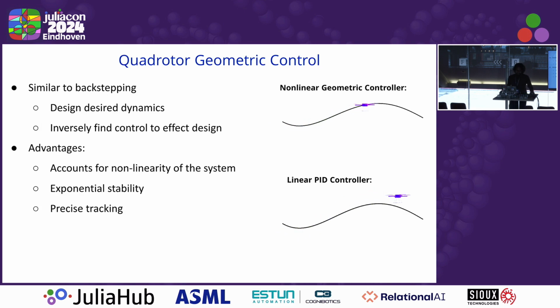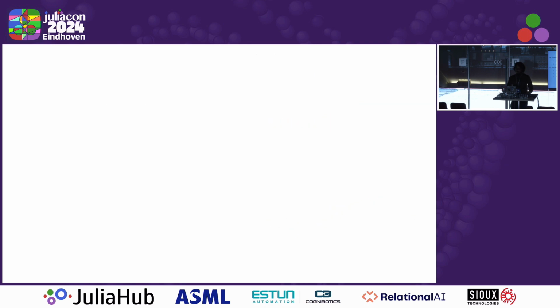To follow trajectories, we use a nonlinear geometric controller. The idea behind this is similar to backstepping. It involves designing desired dynamics for the quadrotor and then backtracking, accounting for the nonlinearities of the system to generate your control input. The advantage of using the geometric controller is that it accounts for the nonlinearity of the system, so the state decays to the desired value of the output exponentially. It ensures precise tracking, which is evident from the graphic, and which is kind of hard to do with a linear PID. You would need a lot of tuning.